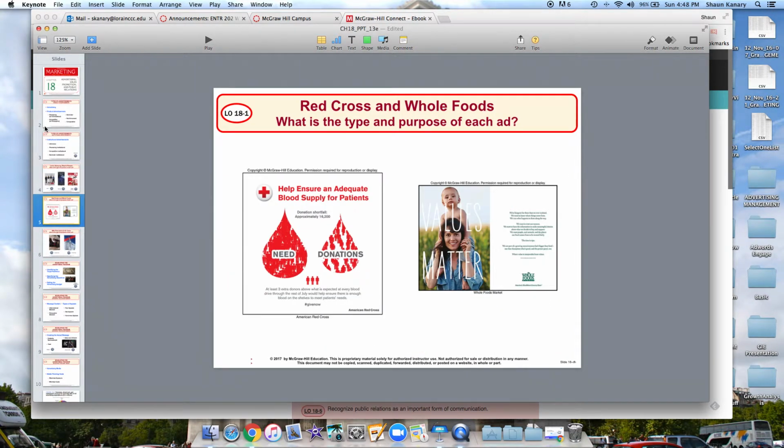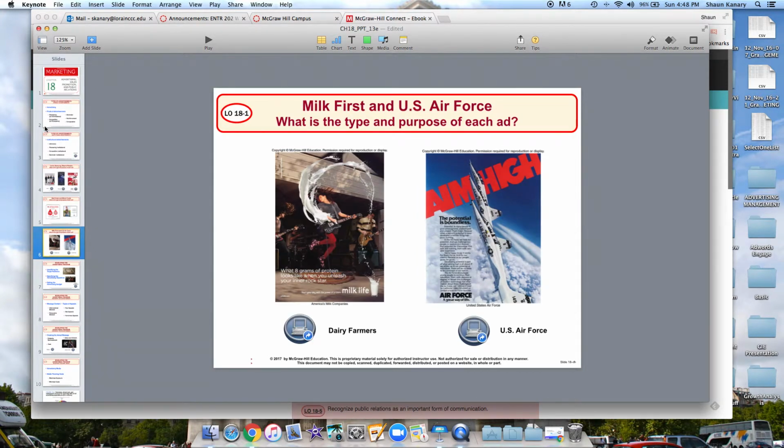Next, the Red Cross ad and Whole Foods ad we show here. Notice that there's not really any products being featured. This is an institutional ad. You'll remember after the incidents in the Gulf where BP had the famous spill in the Gulf, they ran a bunch of institutional ads to really try to improve their image. A lot of times institutional ads are meant to improve a company's image as opposed to sell a specific product.